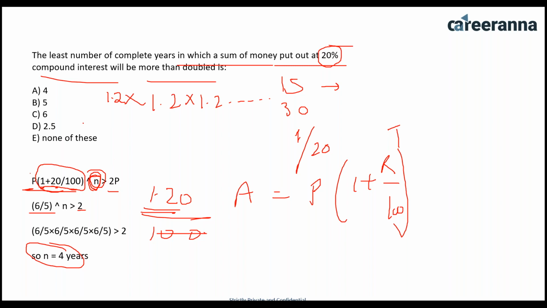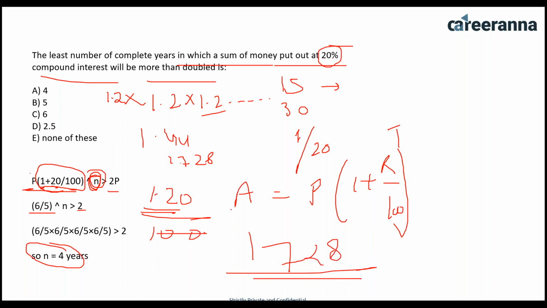So if I multiply it n times, I know that 1.2 multiplied by 1.2 is 1.44, square of 12. If I multiply it by 1.2 again, it would be 1.728. Is it? 12 cube is 1728. This is 12 cube. So if I multiply 1.2 thrice, I will get 1.728. And now if I multiply it by 1.2 again, it would be greater than 2. So if it is greater than 2, that is the case.